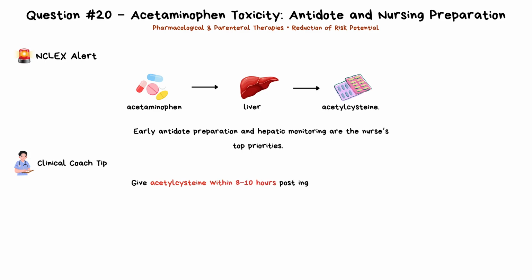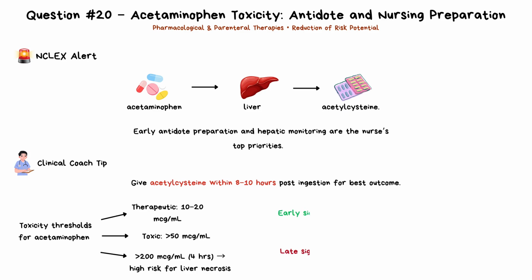Administer acetylcysteine within 8 to 10 hours post-ingestion for best outcomes. Know your toxic thresholds. Therapeutic levels are 10 to 20 micrograms per milliliter. Anything above 50 is toxic, and above 200 at 4 hours means a high risk for liver necrosis. Early symptoms include gastrointestinal upset, diaphoresis, and malaise. Later signs are hepatic tenderness, jaundice, and markedly elevated liver enzymes. Maintain hydration, support oxygenation, and monitor those labs closely. Your vigilance prevents irreversible damage.